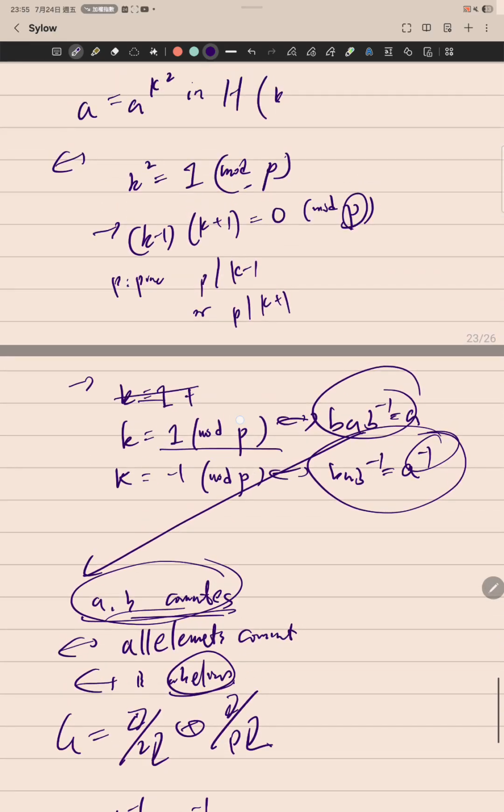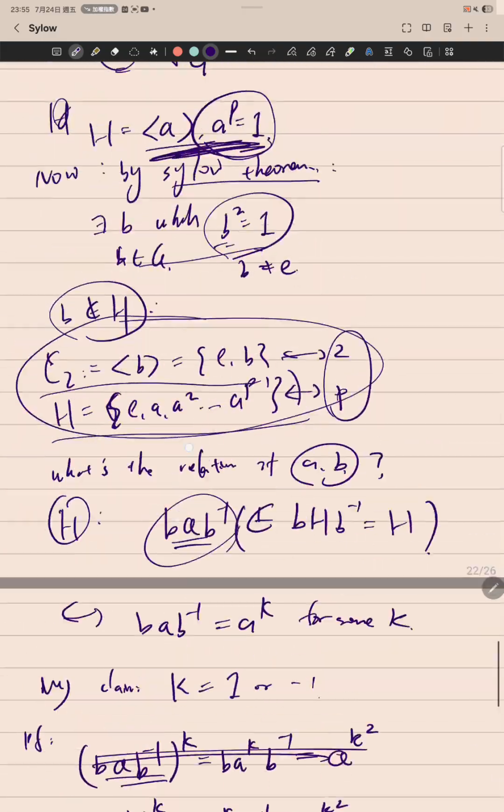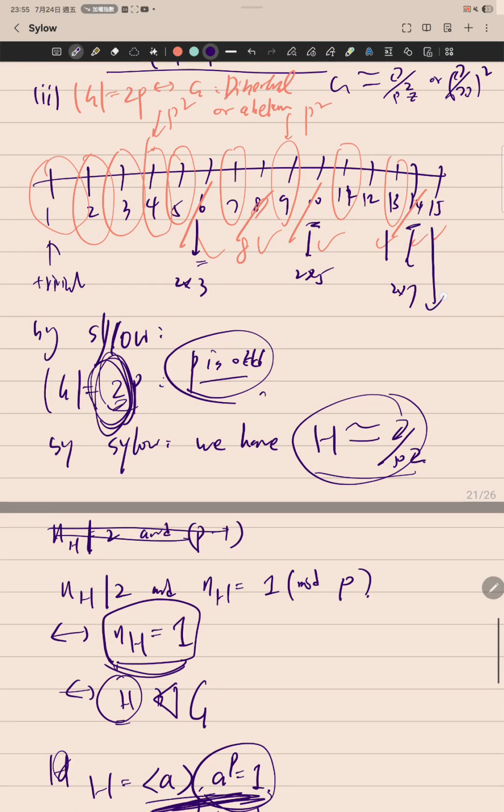Okay, so this solves the order 15 case. So these are very simple. We go back here, and these are simple. There's only one group which has order 15.